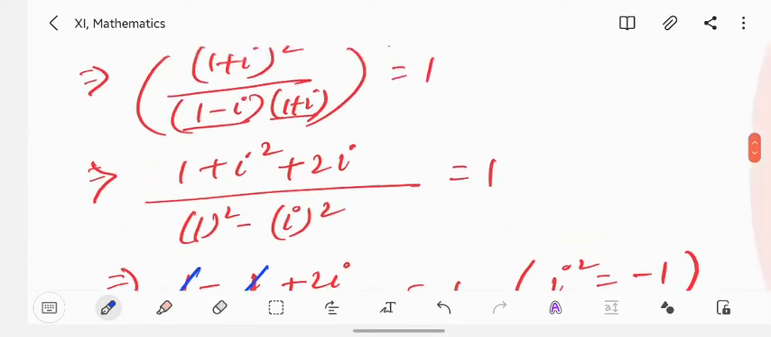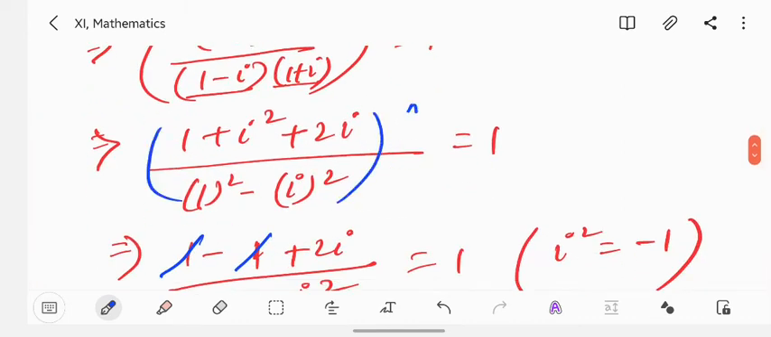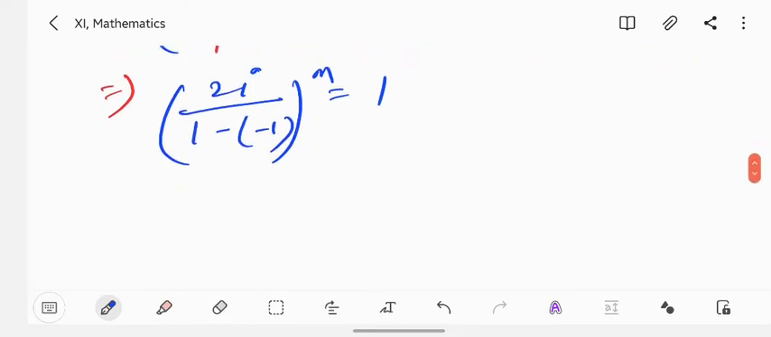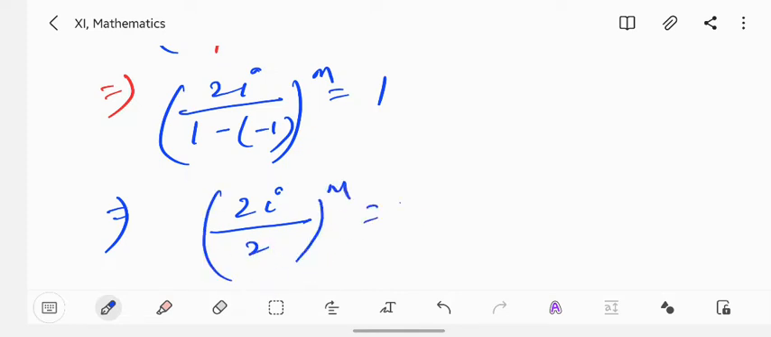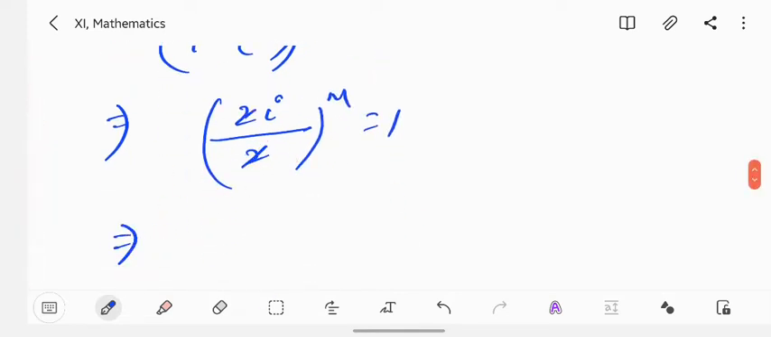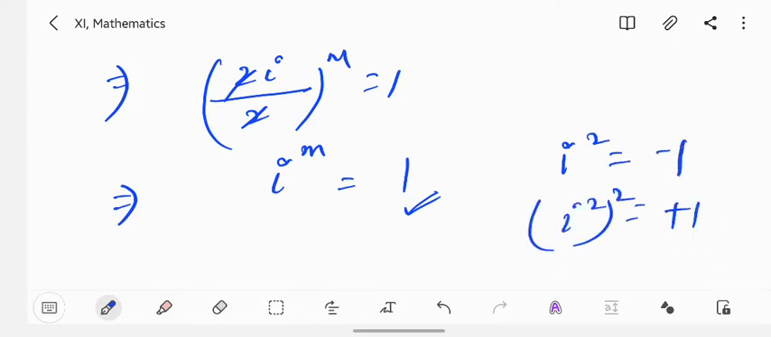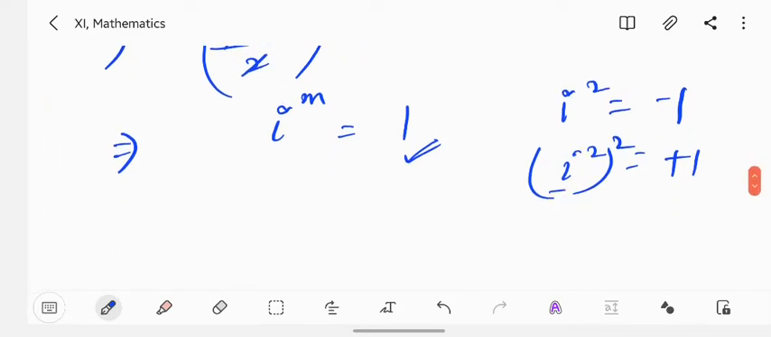The power m, do not forget this. The power is m. It implies 2i upon 2, power m equals 1. 2 gets cancelled. i power m equals 1. Now what could be the possible value of m? To get the value 1 for i, i square is minus 1, right? So if I do i to the power 4, that is i square whole square, minus 1 square is plus 1.